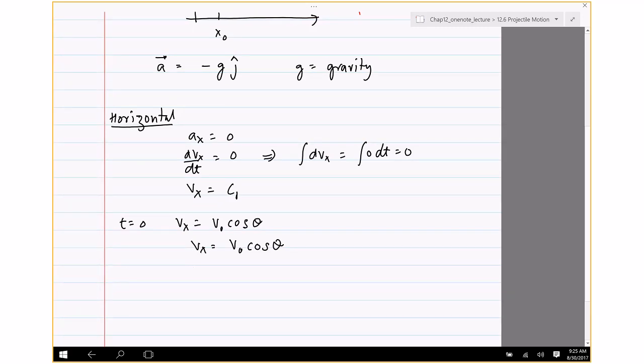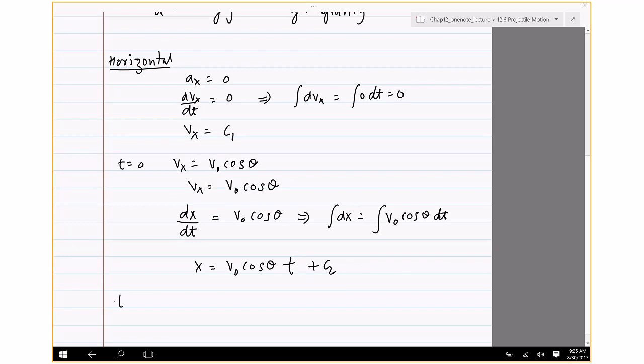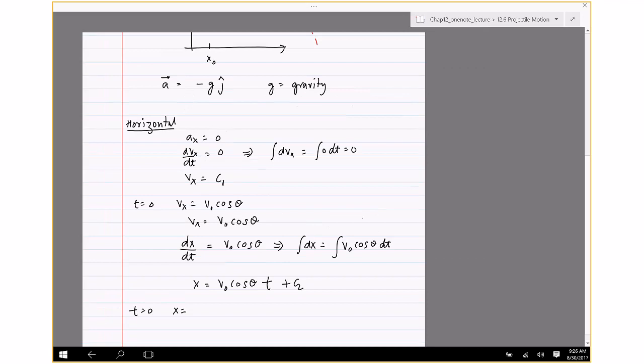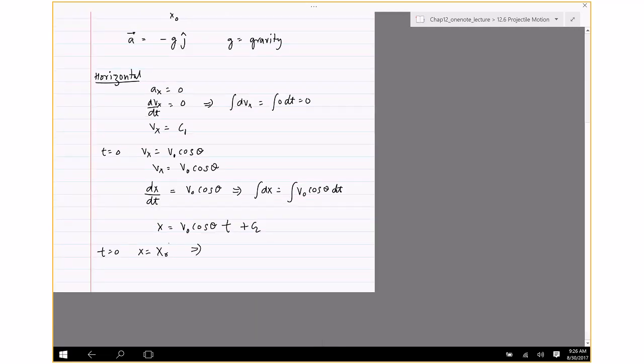The next thing we want to do is find the position as a function of time. So vx is dx dt equals v0 cosine theta. So integral dx is equal to integral v0 cosine theta dt, and the integral of that is x equals v0 cosine theta, now v0 is a constant, theta is a constant, so it's only integral dt, that's t plus c2. What we know is that at time t equals 0, the position is x0. So if you put in t equals 0, x equals x0, then you get c2 equals x0. So the position as a function of time is x equals x0 plus v0 cosine theta times t.